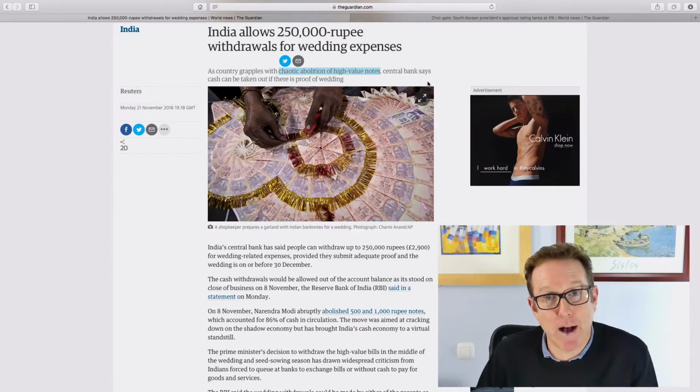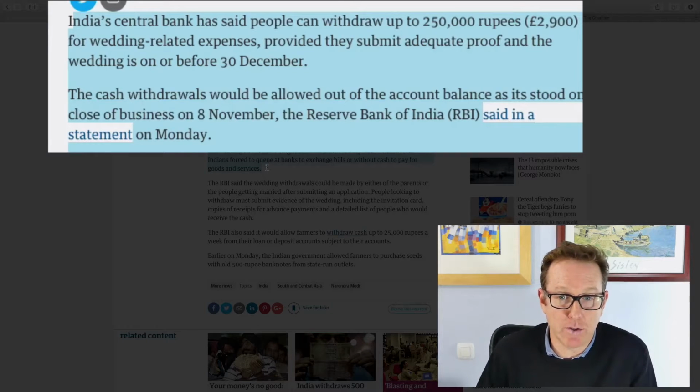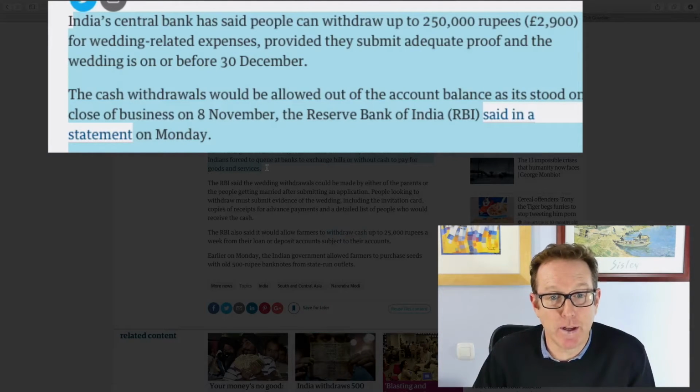Let's have a look at the main part of the article. India's central bank has said people can withdraw up to 250,000 rupees, which is £2,900, for wedding related expenses, and the wedding is on or before the 30th of December. Okay, so they can withdraw this amount for wedding related expenses provided they submit adequate proof. So you submit adequate proof of something, and if the wedding is on or before the 30th of December.